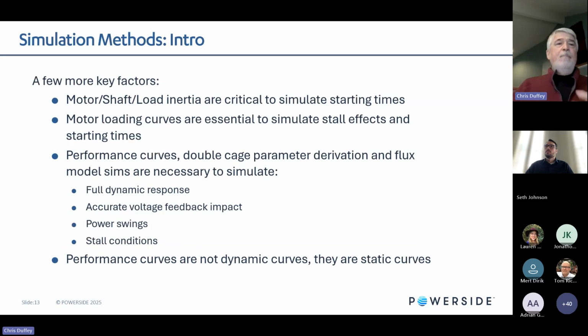Things that will really impact our simulations: motor, shaft, and load inertia. If starting time is critical to you, you better have that information, because besides the motor torque on the shaft itself, the key factor that's going to lengthen or shorten start time is the inertia. If you want a good idea of how long the start time is, you need that inertia. The motor loading curves are essential also, especially if you're going to simulate stall effects.